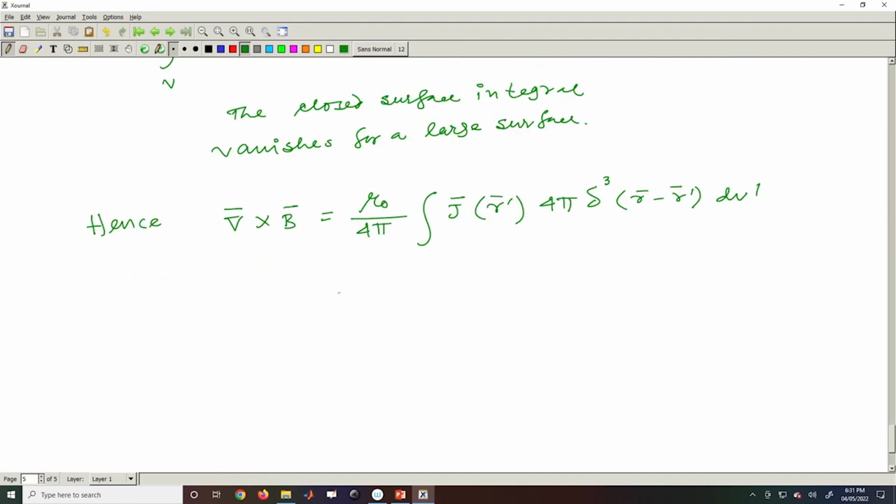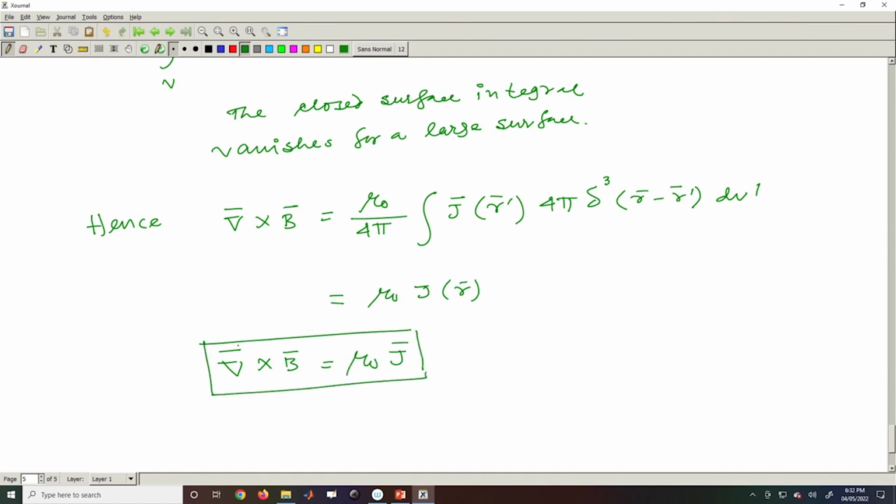Finally, because this is related to the delta function, I simply have mu 0 j r. So I find that curl of B is equal to mu 0 j, that I wanted to prove, and I showed it by exploiting the Biot-Savart law, a formal derivation starting from the Biot-Savart law.